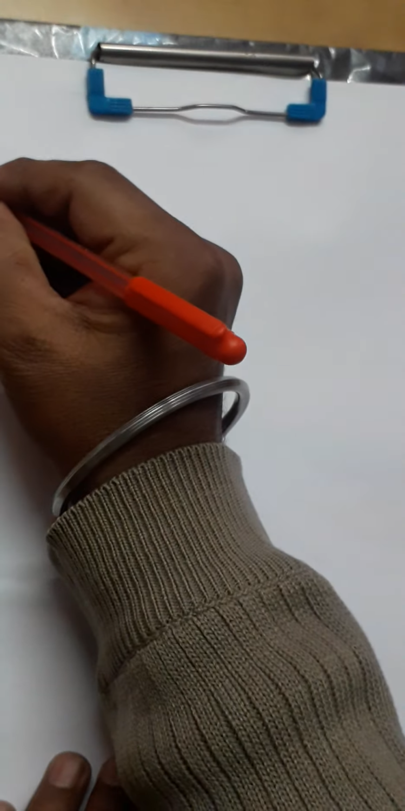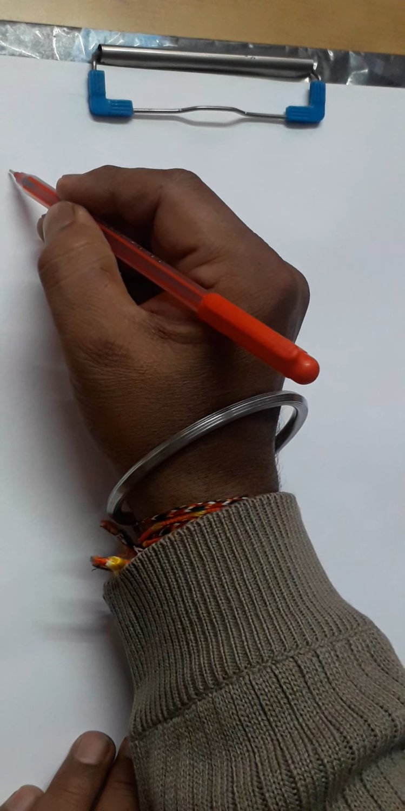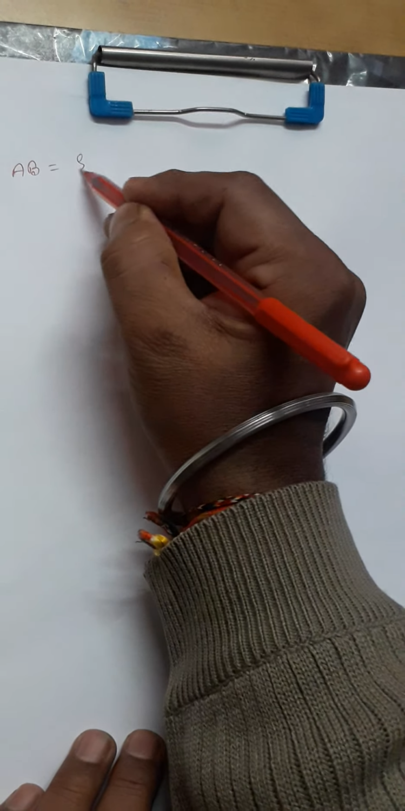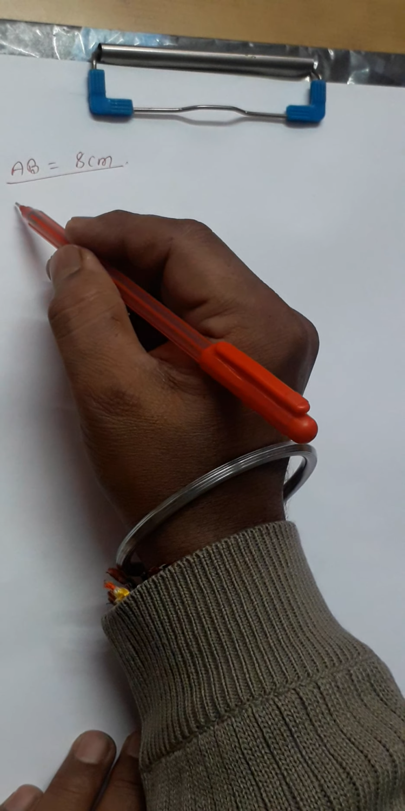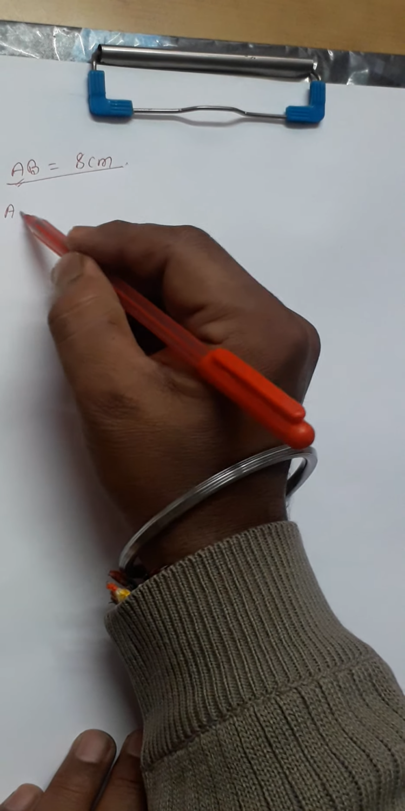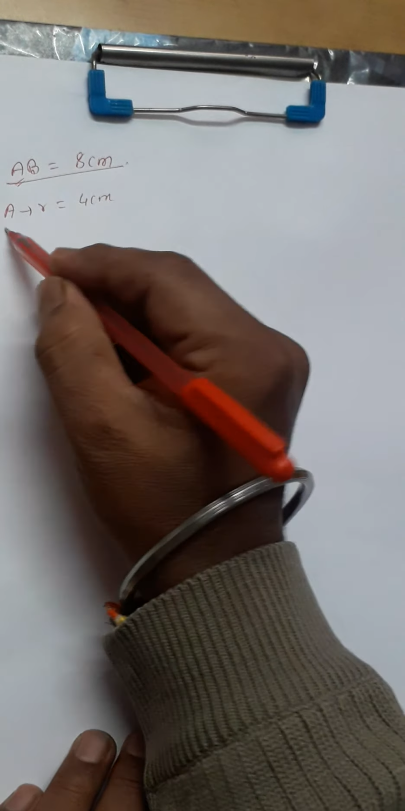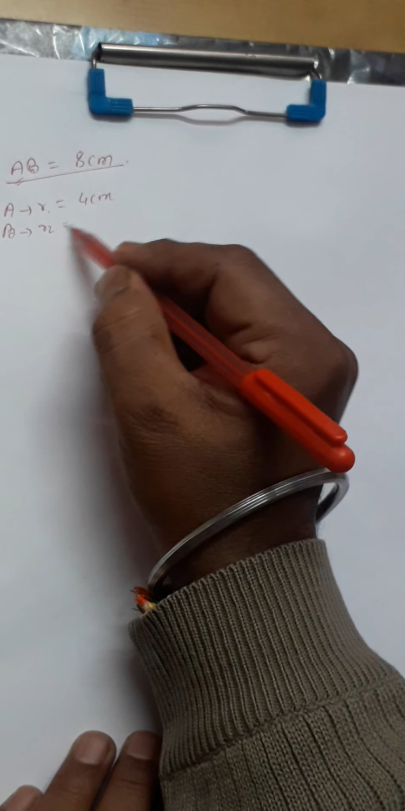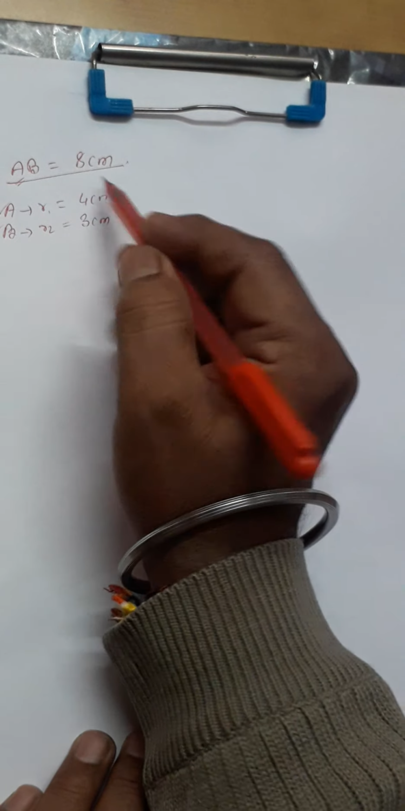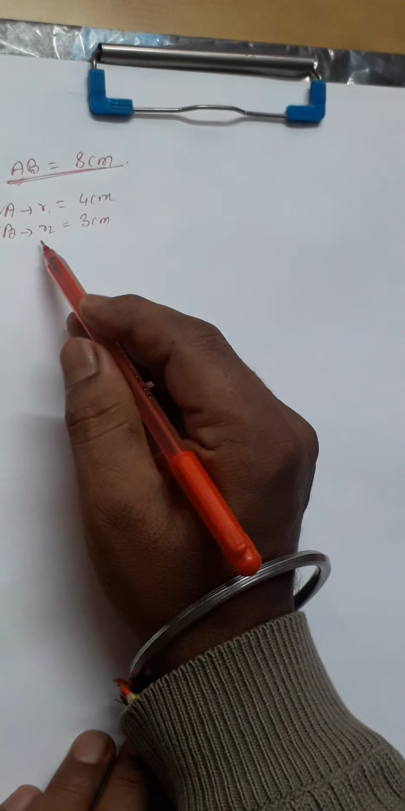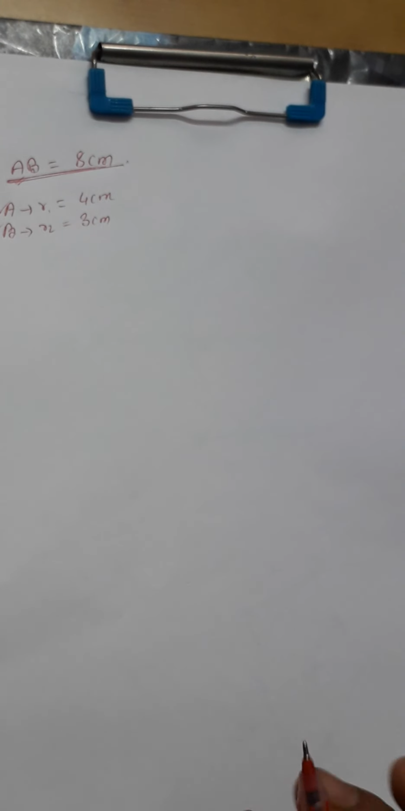Now we are going to see another question in which it is given that we have to draw a line segment AB of 8 centimeter, and we have to draw two circles at point A with radius 4 centimeter, at point B of radius 3 centimeter, and from this point A and B we have to draw tangents to these two circles.